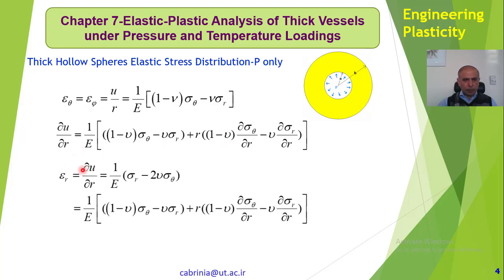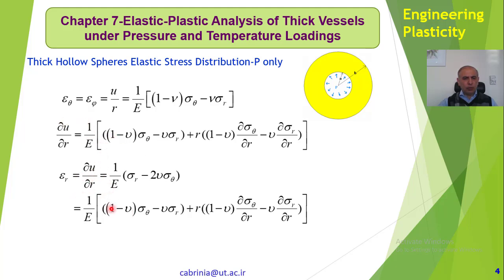And therefore also, this was for epsilon theta, this is for epsilon r. We had this before on the previous page, so we could write this down as 1 over E times (1 minus mu) sigma theta minus mu sigma r equal to that, because partial u partial r is equal to that. That's why we have written it like that. So this is equal to that. Okay, this is from the previous page, this is from this page.